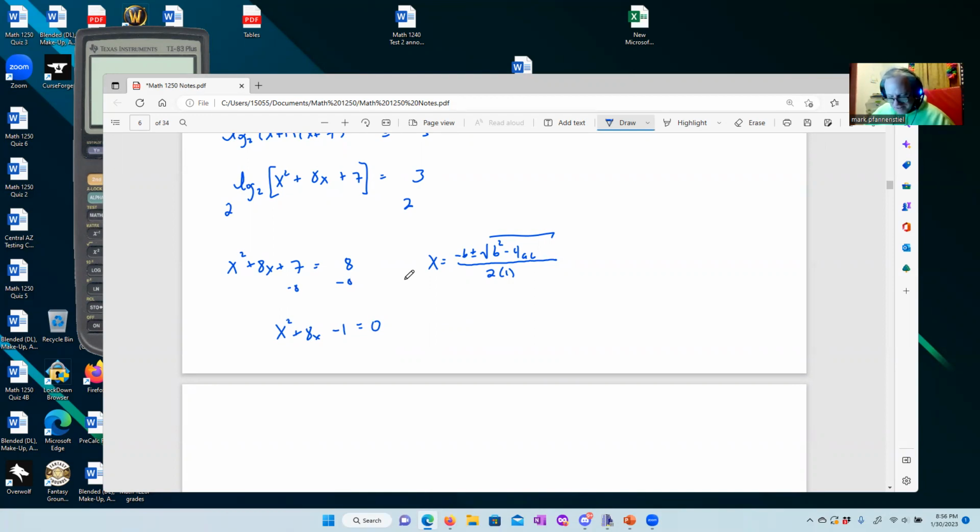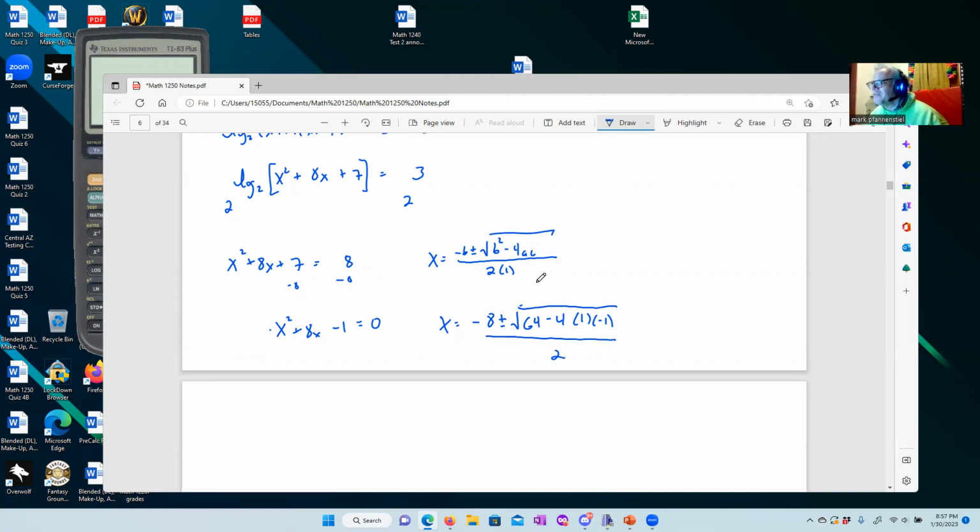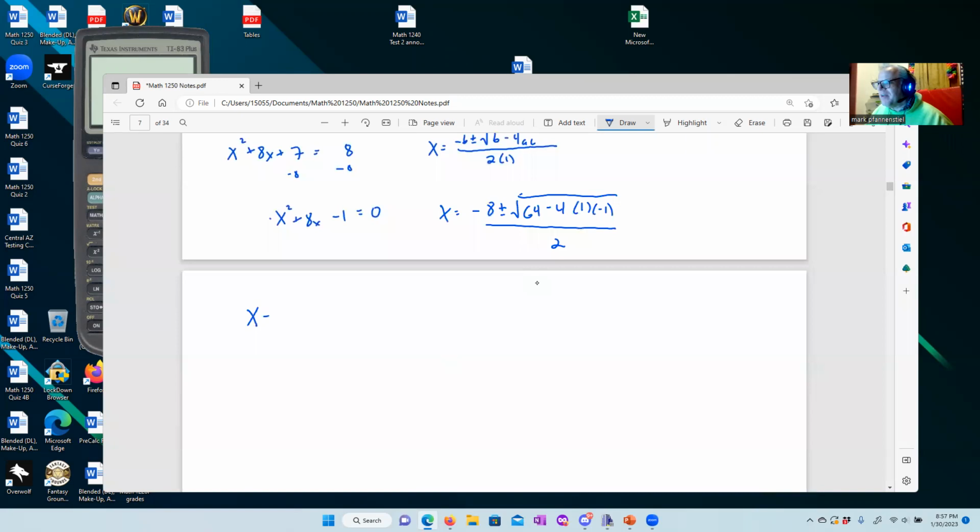So what do we have? We have negative 8, so x equals something. Negative 8, because it's negative b, plus or minus the square root of b squared, that's going to be 64, minus 4, a is 1, c is negative 1. That's another place where there are a lot of places to mess up. There sure is. All divided by 2a, which is 2. So we're going to have x equals negative 8, plus or minus the square root of 64.